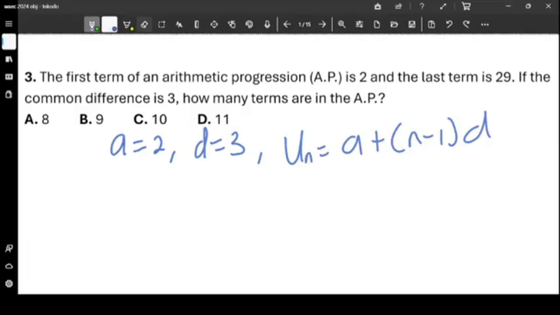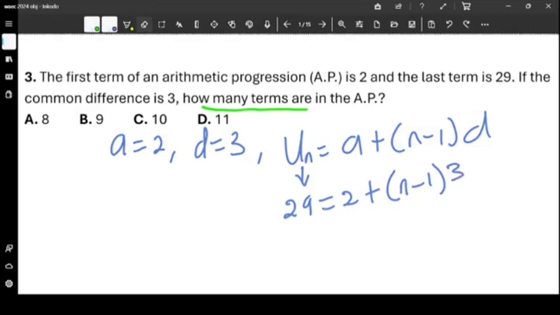Now in this case, we are given the last term of the sequence. We don't know which term number it is, but we know that the value is 29. We are also given our A, which is 2, plus. Now, what are we looking for? We are looking for how many terms are in the AP, which is our n. So my n is going to remain here, that's what I'm looking for, (n - 1) times the common difference, D, which is 3.